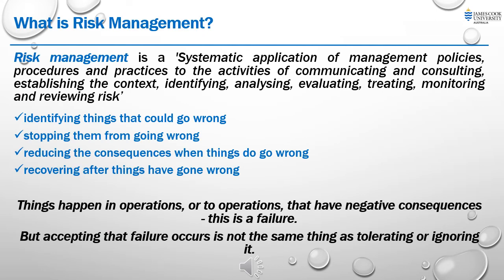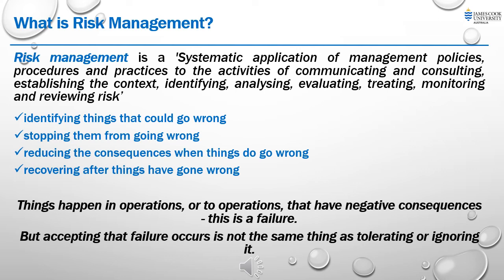Risk management is a process of identifying, assessing, and controlling or mitigating risks that may negatively impact an organization's objectives or activities. It involves identifying potential risks, evaluating the likelihood and potential impact of those risks, and implementing measures to control or mitigate those risks. So we try to identify things that could go wrong, stop them from going wrong, reduce the consequences when things do go wrong, and recover after things have gone wrong. The risk management process typically involves a couple of steps, or we can identify four of them.